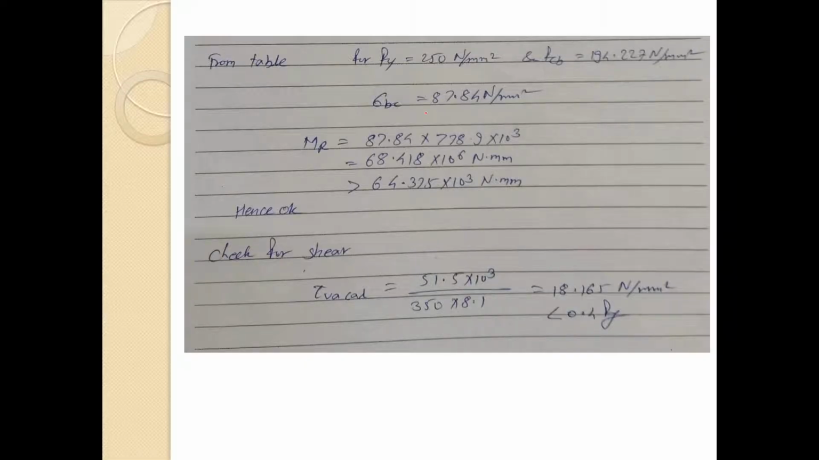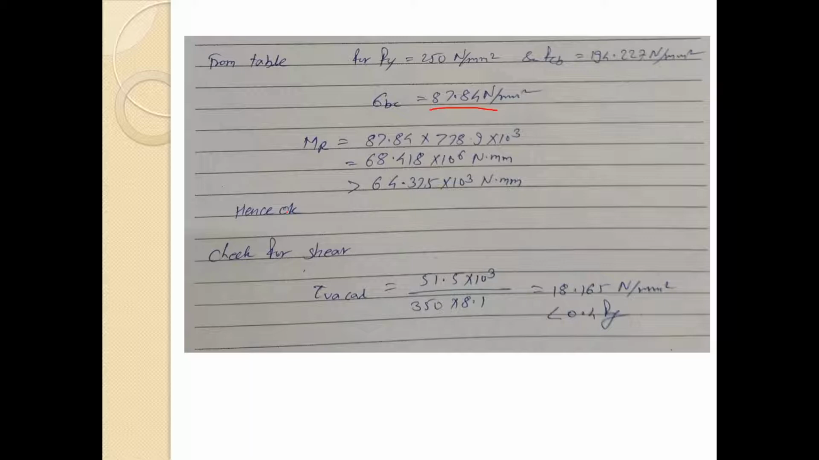194, that should be between 85 to 88 somewhere. So we'll get sigma BC, that is 87.84, again by interpolation, and then finally the moment of resistance, that is 87.84 into 2778.9 into 10 raised to 3. So we'll get 68.418 into 10 raised to 6, which is greater than 64.375 Newton per mm.